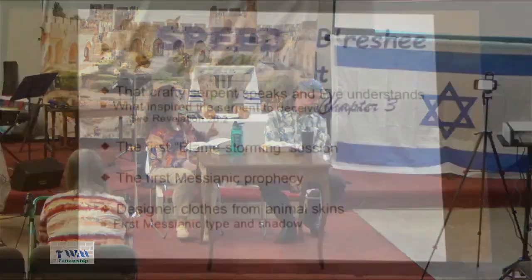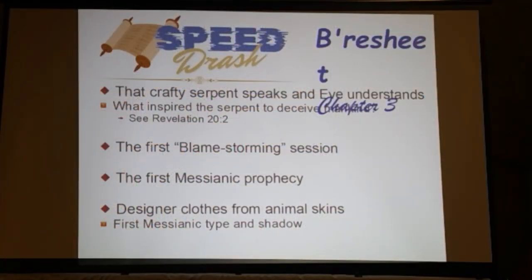But we want to point out the very first sacrifice created designer clothes from animal skins. It was the first messianic type and shadow. So you have God himself who had to sacrifice an animal to get the skins to clothe Adam and Eve. Because what did they put on as clothes? They just grabbed fig leaves and other things and sewed the vegetation together. But God actually gave them animal skins, like leather or suede. That was the first sacrifice.